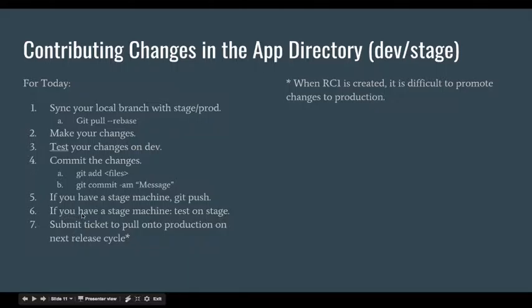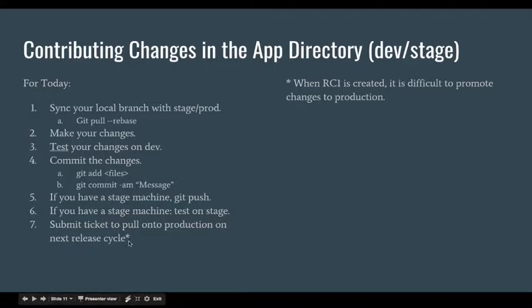And then if you have a stage machine in that mix, you would do a git push so your changes would go to stage. If you have just dev and production, that's not necessary, so you could skip right to step number 7. Otherwise, you might want to test it on stage. Usually the way we operate stage is that it more closely mirrors production. We try to periodically refresh some of the uploaded content to mimic what's on production, so it might be a good idea to test there.